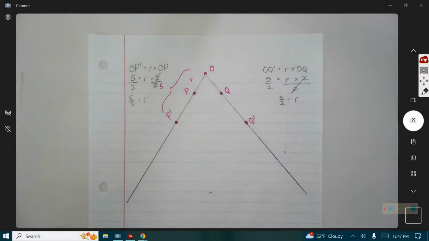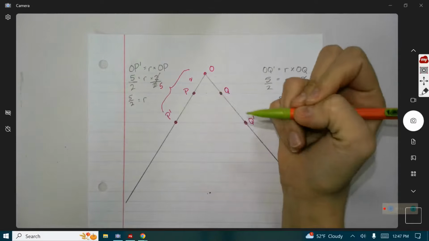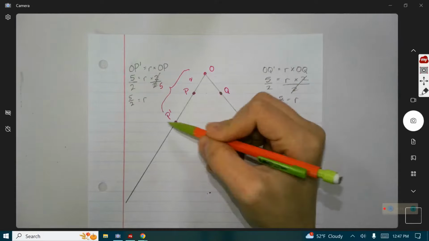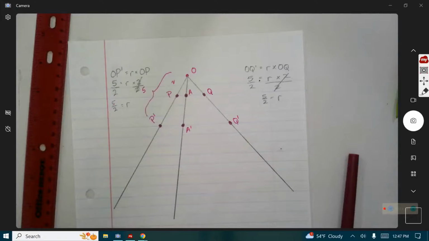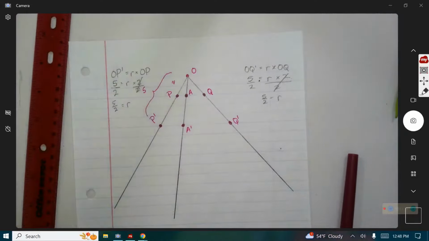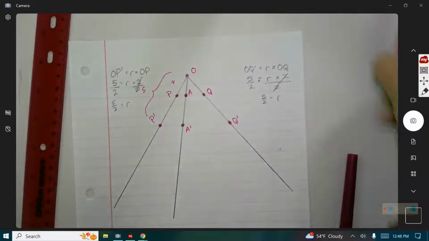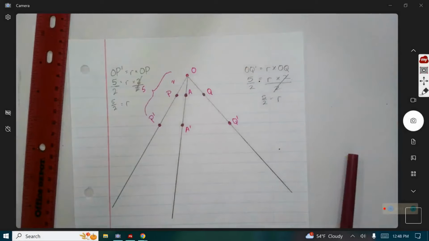So if we put another point in here and labeled it A, it would be on the same line as P and Q. So then A prime would be on the same line as P prime and Q prime. We see that A prime is on the same line as P prime, Q prime, and A was on the same line as PQ. So if we continue to place more and more points in between P and Q and dilate them, we would see that they would continue to fall on the same line.